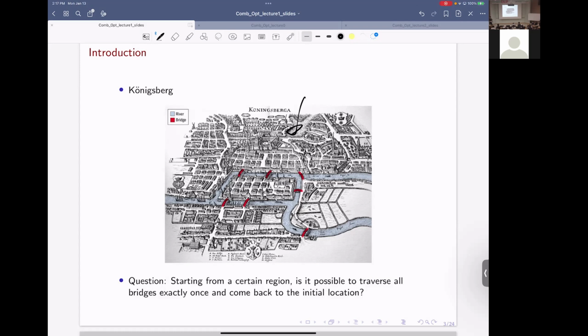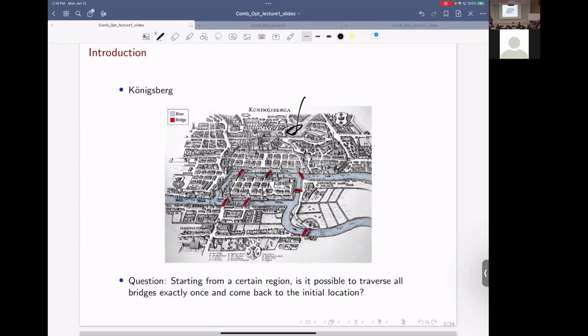Is it possible? Let me give you maybe 1 minute to think about the answer. Maybe many of you already know the answer, but think about how to argue that the answer is no. If you start drawing paths connecting different regions using the bridges, you'll realize that's not possible.